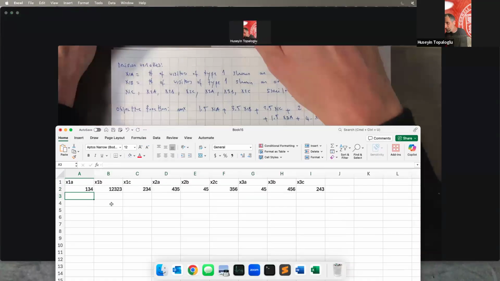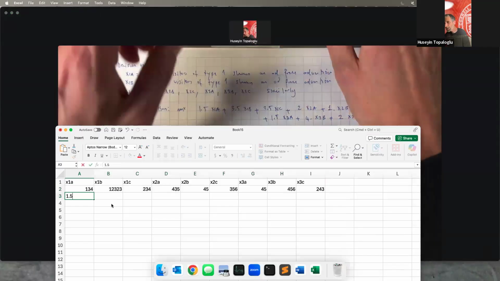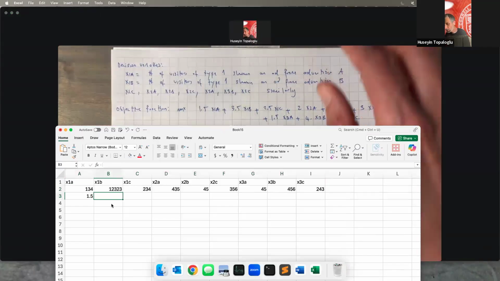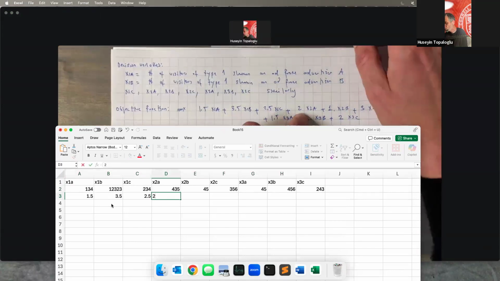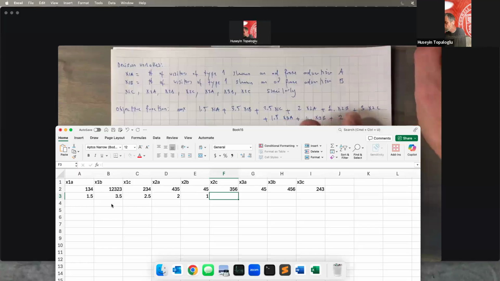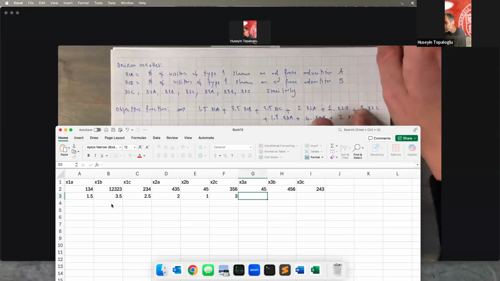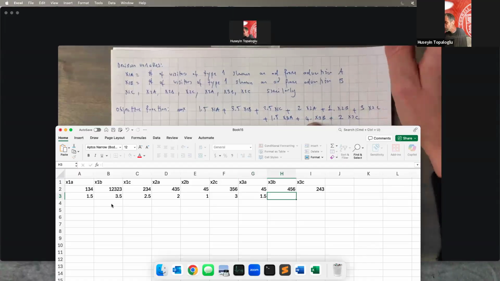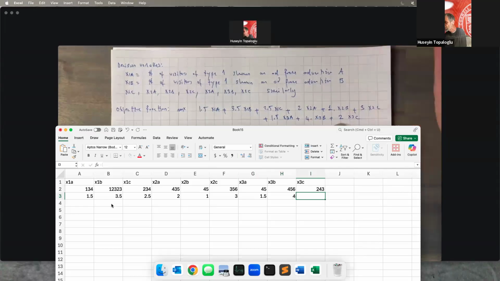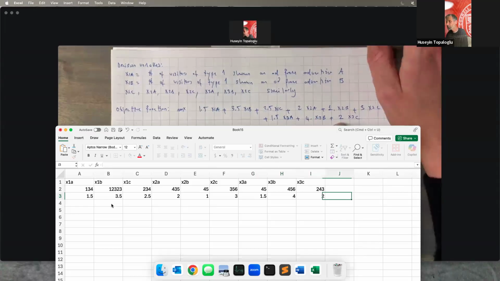To write down our objective function, we're going to put the coefficients of x1a, x1b, x1c in the third row. The coefficient of x1a is 1.5. The coefficient of x1b is 3.5. The coefficient of x1c is 2.5. The coefficient of x2a is 2, x2b is 1, and x2c is 3. x3a has a coefficient of 1.5 in the objective function, x3b has a coefficient of 4, and x3c has a coefficient of 2.